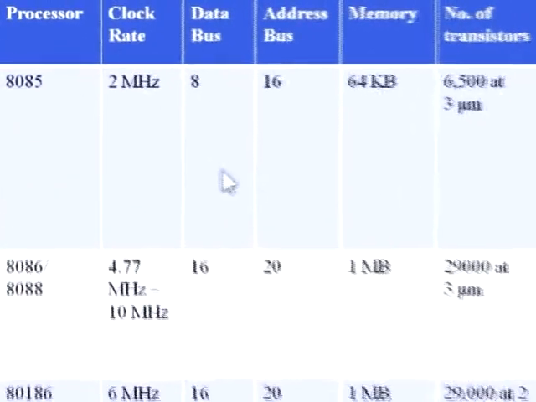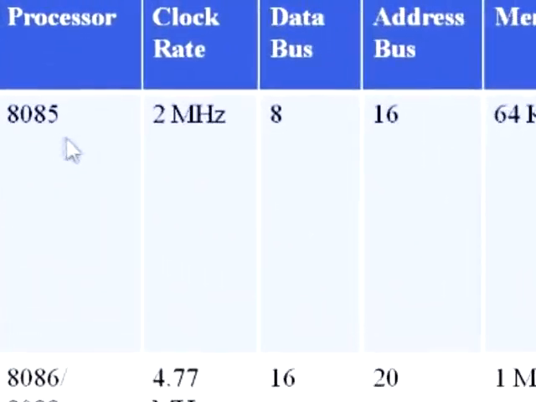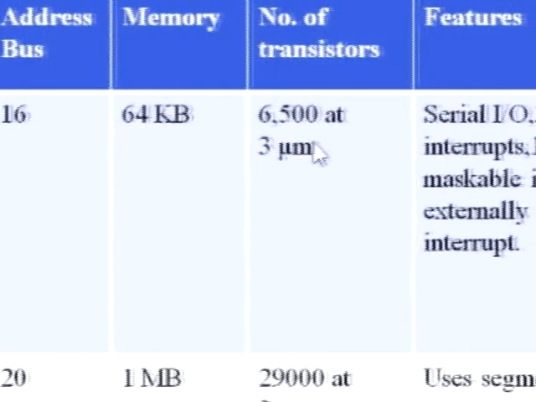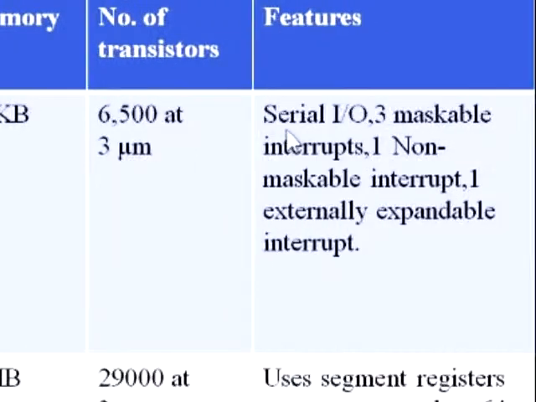The first processor listed in the table is the 8085, where the clock rate is 2 MHz and the number of data bus lines is 8. So I can say that the word length is 8. The number of address lines is 16, so the maximum addressable capacity is 2 to the power of 16, which is equal to 64 KB. The number of transistors used is 6500. The features are a serial I/O, that is, it has two lines called SID and SOD, and it has three maskable interrupts: RST 7.5, RST 6.5, RST 5.5, one non-maskable interrupt, that is TRAP, and one external expandable interrupt, INTR.